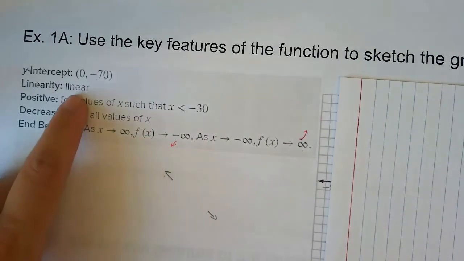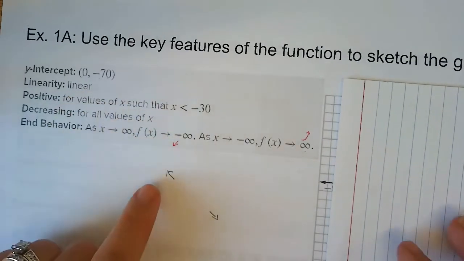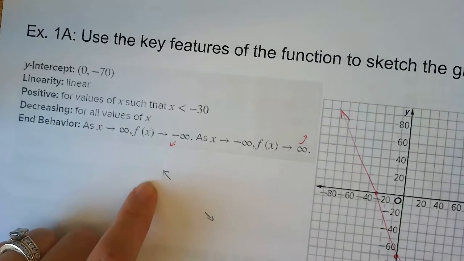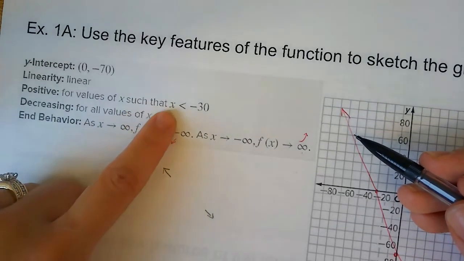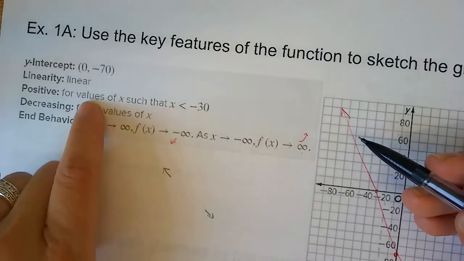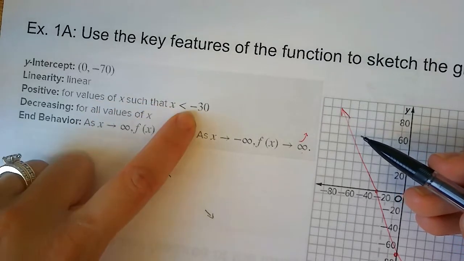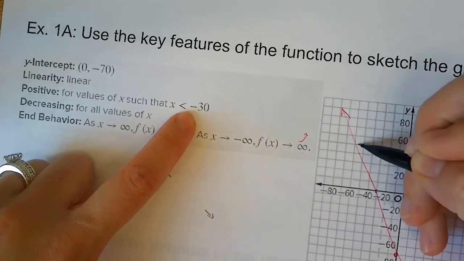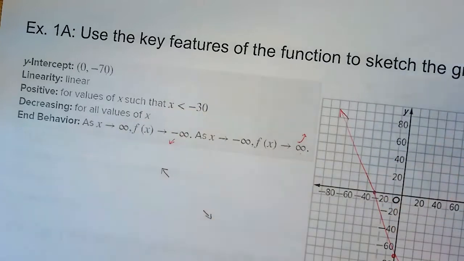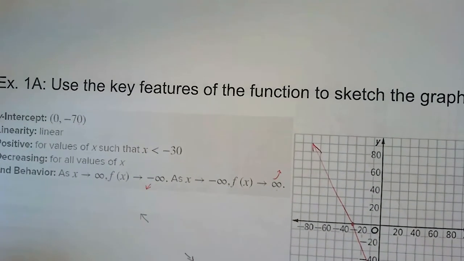Then it also tells me that it's going to be linear. So what I did was I went ahead and plotted the point -70 on the y-axis. I knew that my tails were going to go like this, but I didn't know if I had another point somewhere. And I did know that it said that the values of x are positive when I'm less than -30. So at -30, I knew is where I'm going to become positive above the x-axis. So that's how I put all those pieces together. You're going to pause the video and try the got it question.